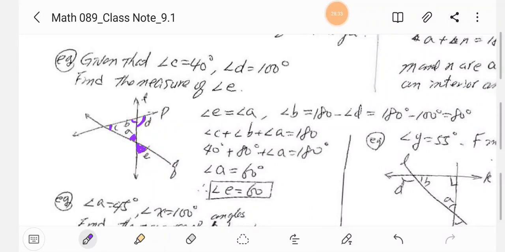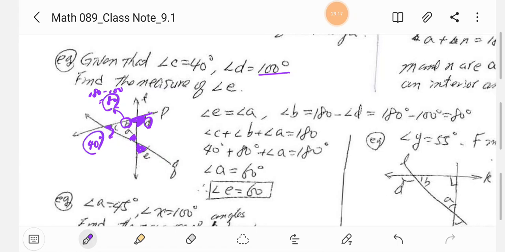Okay. And then angle C is given, and then angle B is given, right? Oh, sorry, angle D is given, right? Angle D is given. So since angle D is given, we can find angle B. What is angle B? Angle B is 180 minus angle D. So this one will be 180 minus angle D. Angle D is 100. So angle B will be 80, right? 80. And then angle C is given, 40 degrees, right?